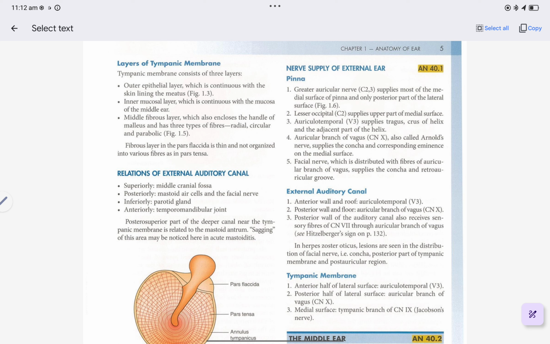In herpes zoster oticus, lesions are seen in the distribution of the facial nerve, that is, the concha, posterior part of the tympanic membrane, and post-auricular region. Tympanic membrane: anterior half of lateral surface, auriculotemporal, that is V3. Posterior half of lateral surface, auricular branch of vagus, cranial nerve 10. Medial surface, tympanic branch of cranial nerve 9, Jacobson's nerve.